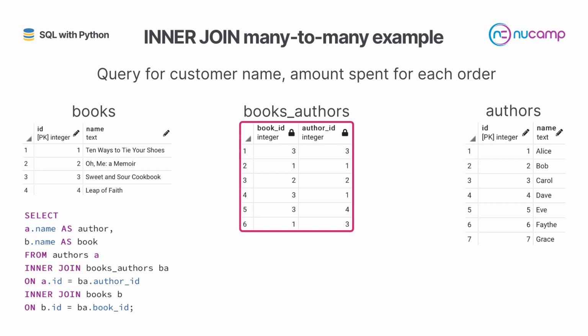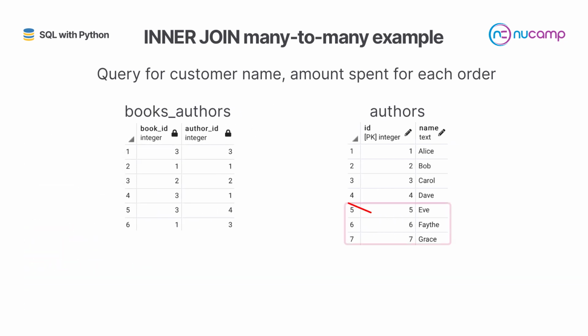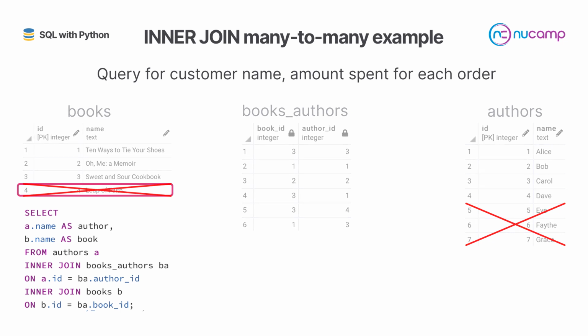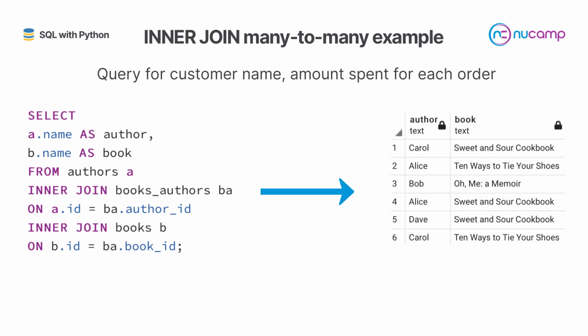On the first join, we join from the authors table to the book authors table. The last three authors in the authors table do not have author IDs in the book authors table, so they are excluded from the result set. Similarly, on the second join, we join from the books table to the book authors table. The book entitled Leap of Faith has an ID of 4, which does not have a corresponding entry in the book authors table, so this one is also excluded from our result set. This leaves us with 6 results, a list of all unique author and book pairs.